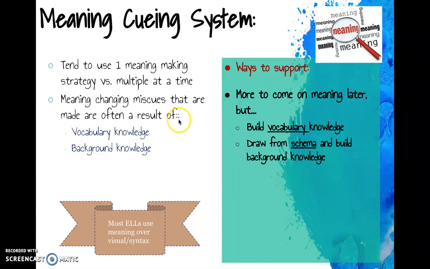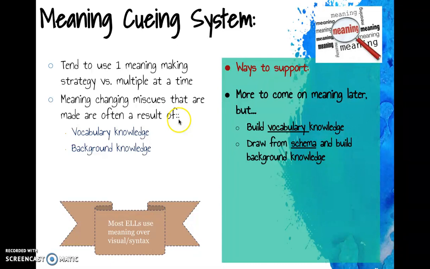The last cueing system to discuss is the meaning system. This is different than the overall comprehension of text. This is more about thinking what makes sense in the context of the sentence and in that moment as reading is occurring. This is the system actually most commonly used by most English learners. Again, meaning is everything. Take a moment and pause the screencast to read through the main points on the slide. Then I'll highlight a few areas when you resume.